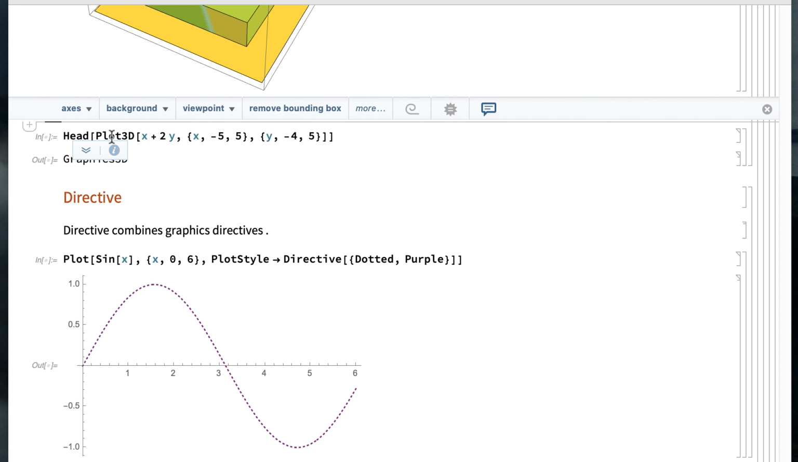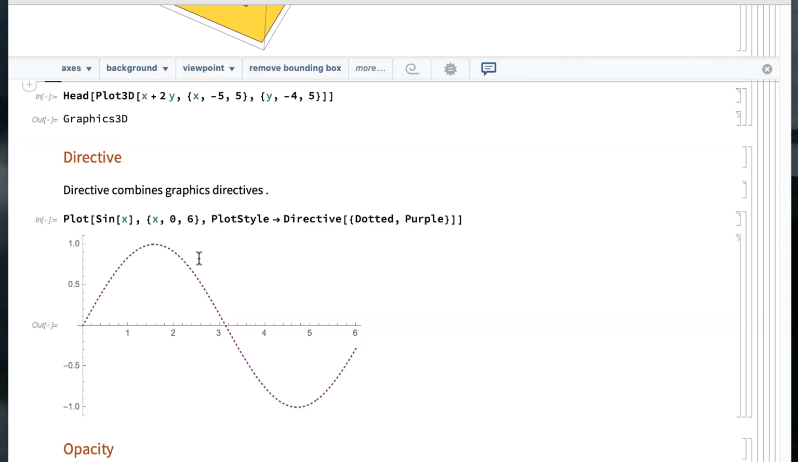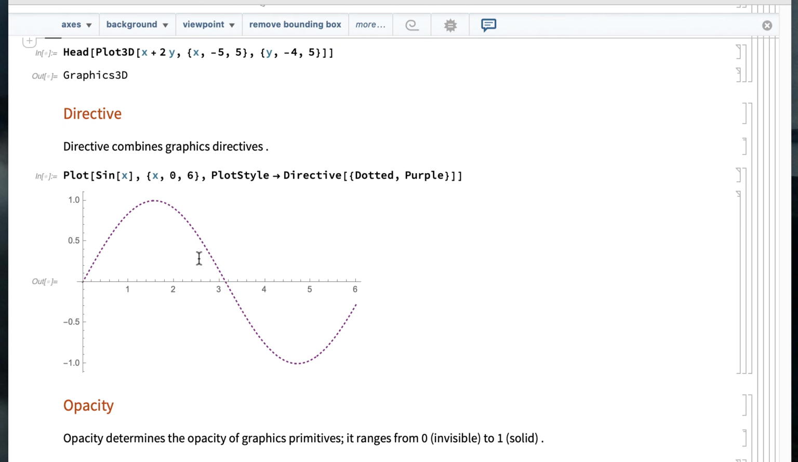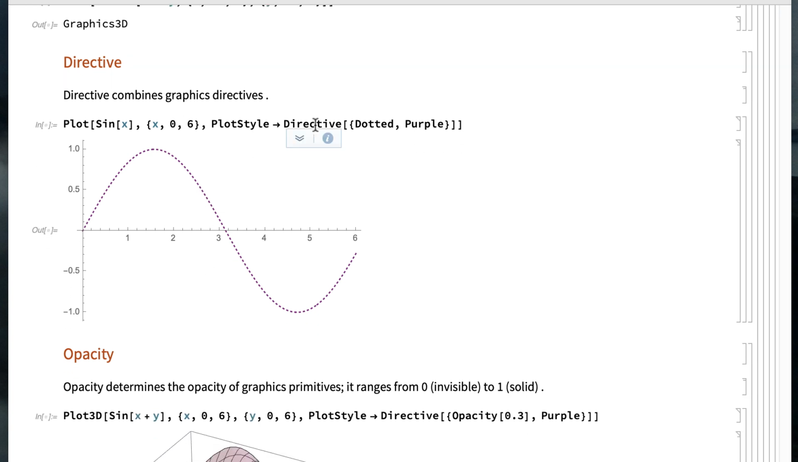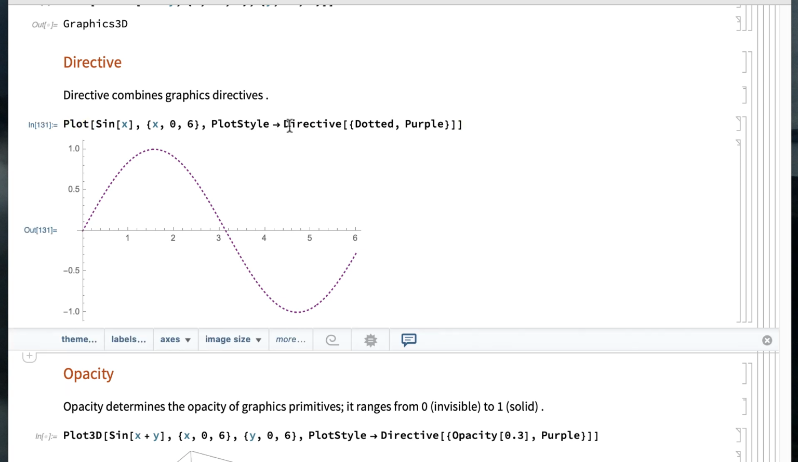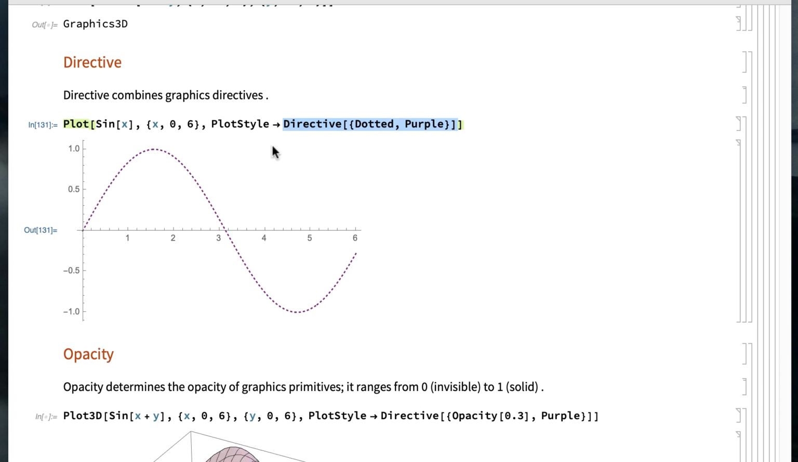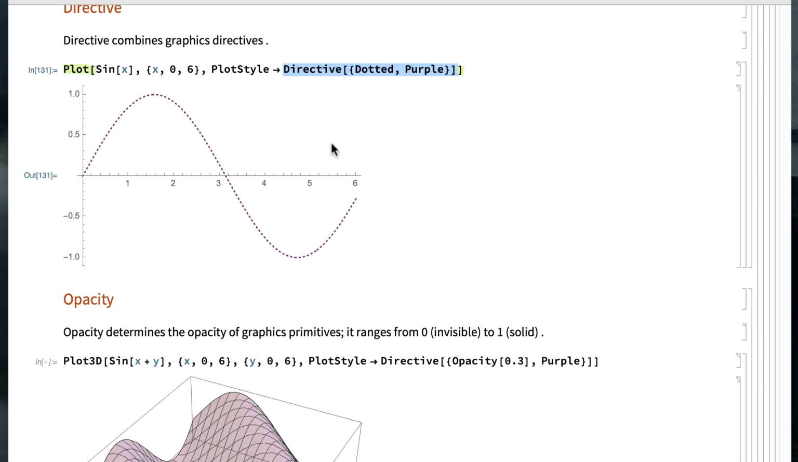It's important to know what your head is because if you want to show two things together, they need to have the same head. So if you try to show a graphics object with a graphics 3D object and overlay one on top of the other, Wolfram is going to sensibly object. All right, what are some of the directives that you see me use? Sometimes you want to combine directives, like supposing I want a dotted purple line, that directive is a little wrapper that makes the Wolfram kernel understand that, hey, this is a single directive in some sense.